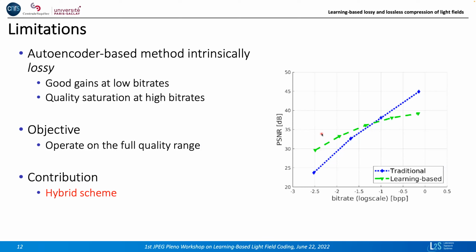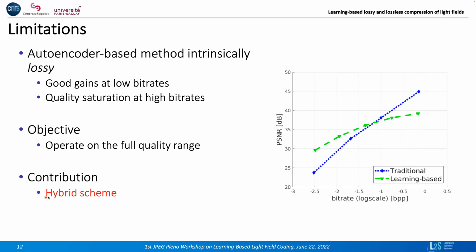But then when you increase the bit rate, you give enough bit rate to code the light field, the performance saturates. And in general, you get worse results than a traditional codec. So this was a problem that we observed. And the reason is that essentially, an autoencoder is intrinsically lossy. It's not made to do perfect reconstruction. So the question was, how can we operate on the full quality range?